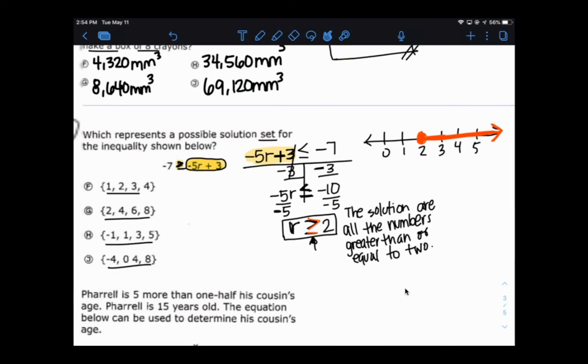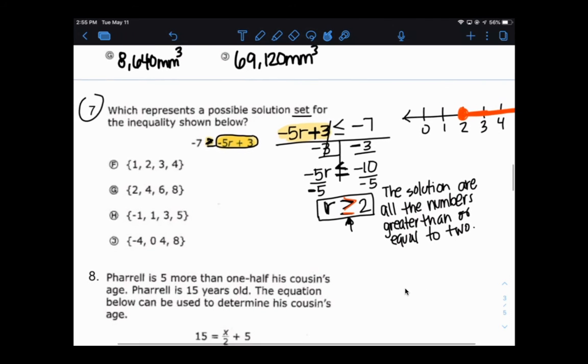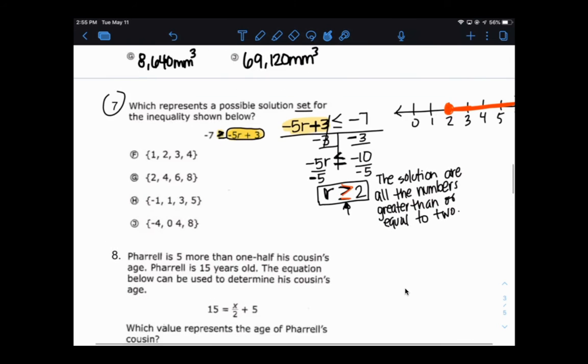So based on what I'm explaining to you, you can now decide which of these answer choices has numbers that are solutions to this inequality, right? With this information, you should be able to select the correct answer choice. Okay, moving on to problem 8.